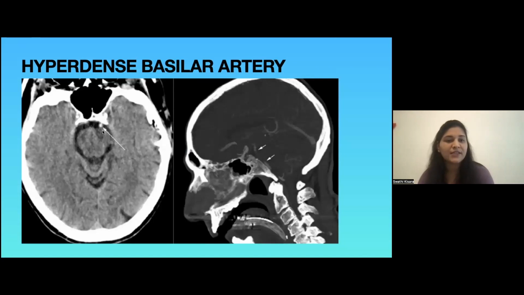This is an axial CT image showing hyperdense basilar artery. This is the basilar artery. The normal basilar arteries are not hyperdense, whereas in stroke, because of the intraluminal thrombus, the hyperdensity is because of the thrombus. And the corresponding angio image showing flow defect in the basilar artery.